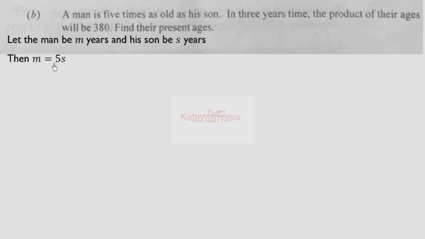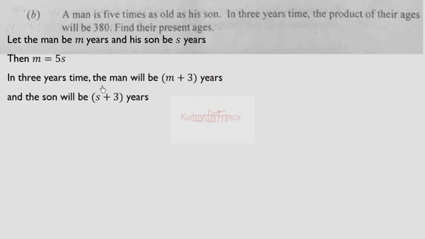Now the B part. A man is 5 times as old as his son. In 3 years' time, the product of their ages will be 380. Find their present ages. So let the man be M years and his son be S years. Then we're told that the man is 5 times as old as his son. So that will be M equal 5S.